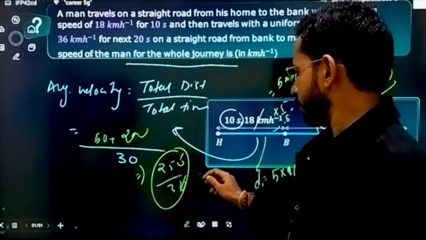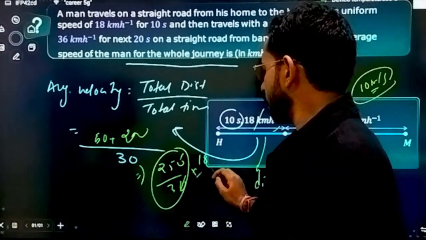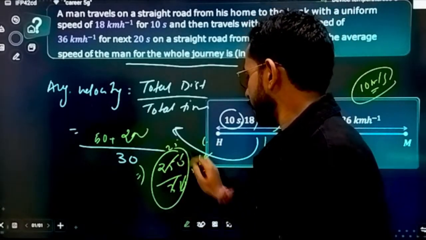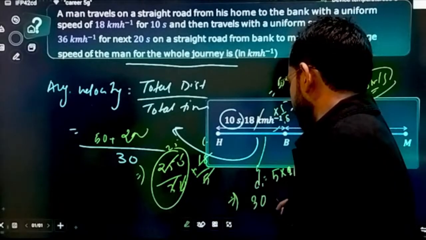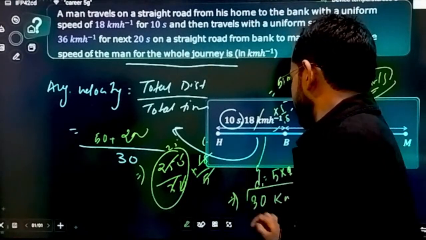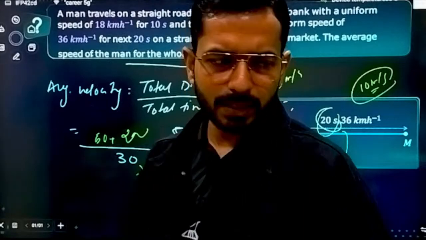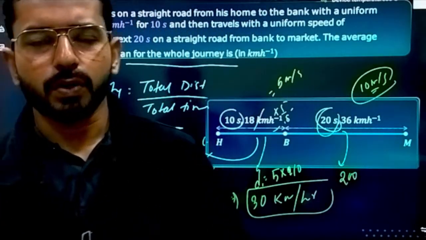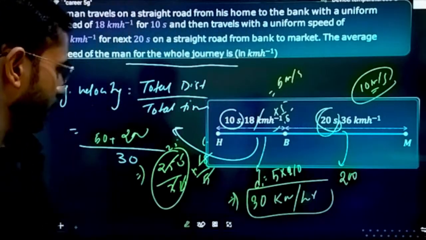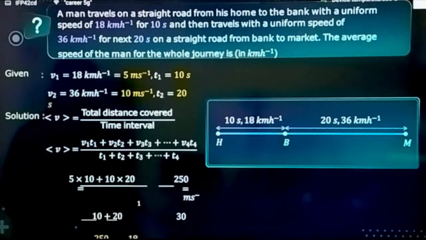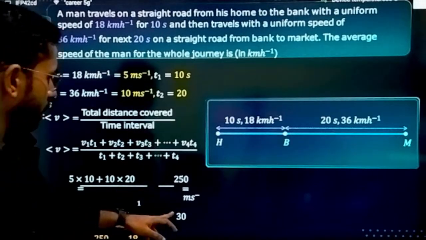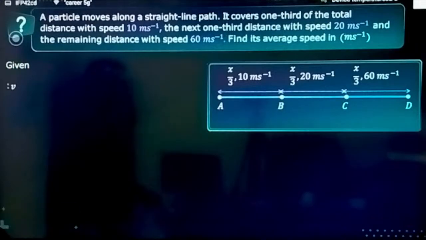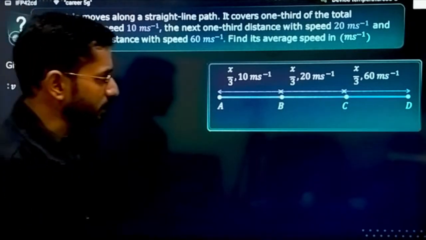Now you have to convert into kilometer per hour. Multiply by 18 by 5, and I guess if calculations are correct, the answer will be 30 kilometer per hour. It doesn't matter what kind of values you are given. Just stick to your net formula: total distance covered by total time. Easily you will have your final results. Correct. I got my answer as 30 kilometer per hour. 30 will be the final answer. Is it clear?